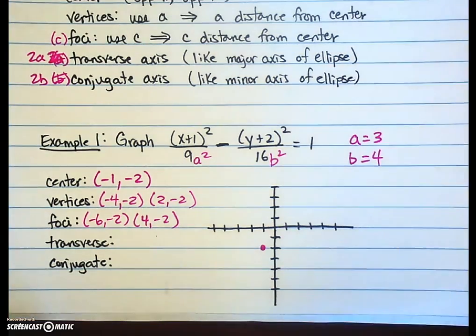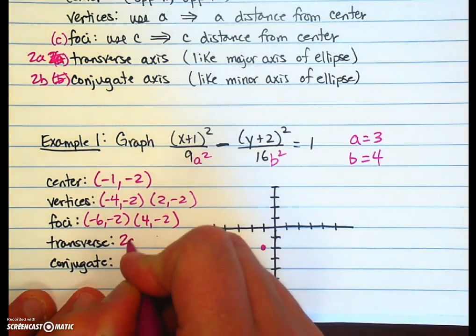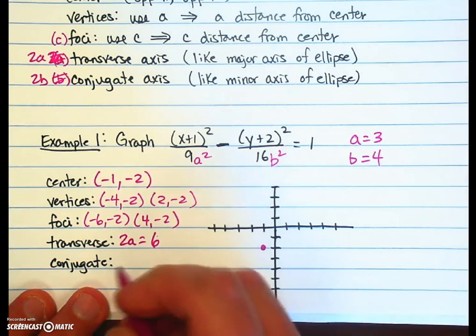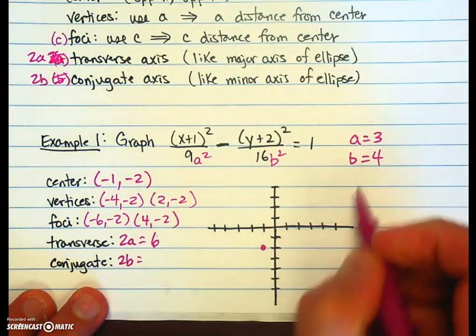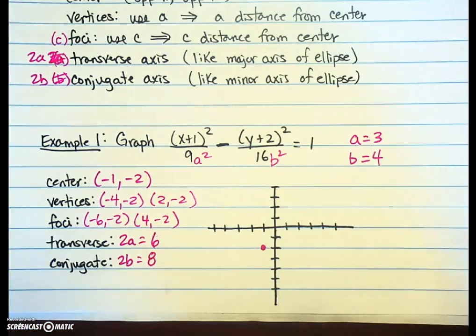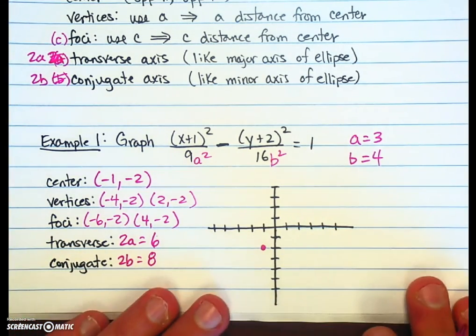I can go ahead and figure out my transverse axis because I know that's 2a, and 2 times a is going to be 6, and my conjugate axis is 2b, so 2 times b is going to be 8. Okay. Now, let me show you how all this works when we put all this together.